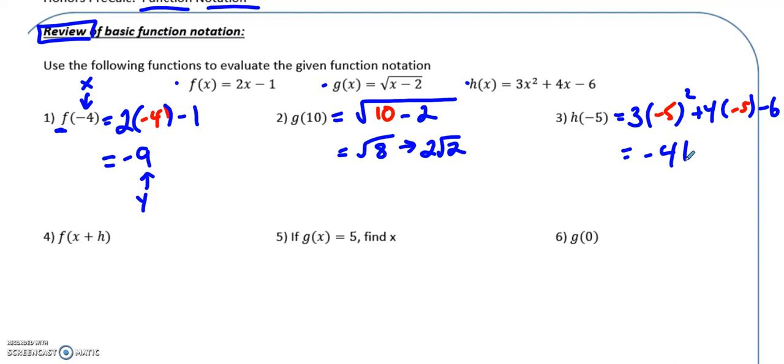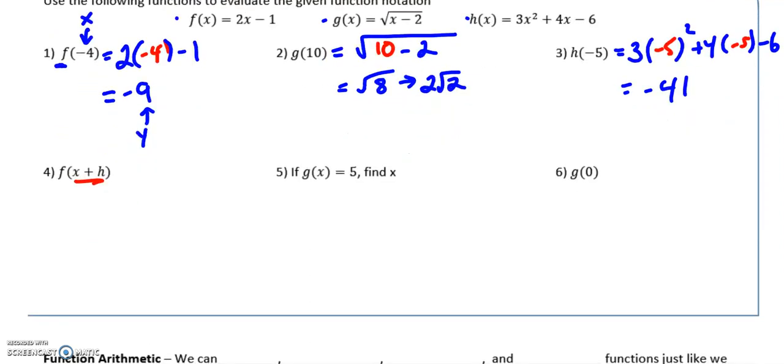Those three are pretty straightforward. You're just plugging the number in and seeing what you get out. Number 4 gets a little bit trickier. I'm taking f of x plus h. Now, one thing to notice is this h right here is not the function h. That's not h of x. That is just the letter h. You might wonder why we're using h. Well, because in the future we're going to use this a lot. So for right now, I just want to introduce what this looks like.